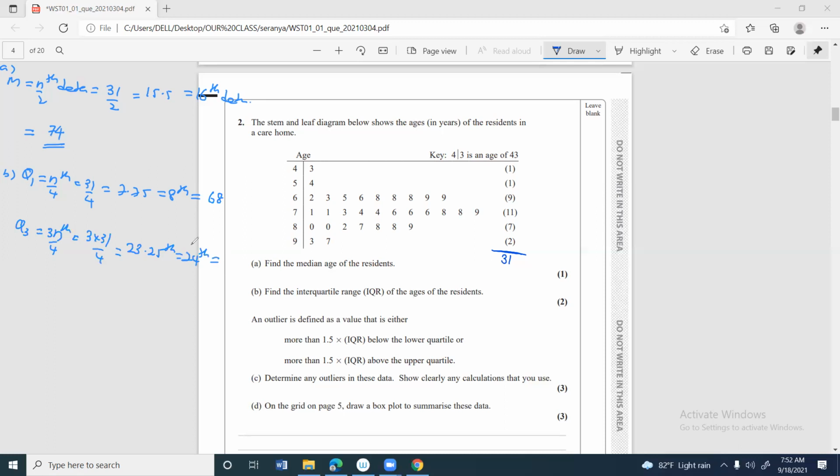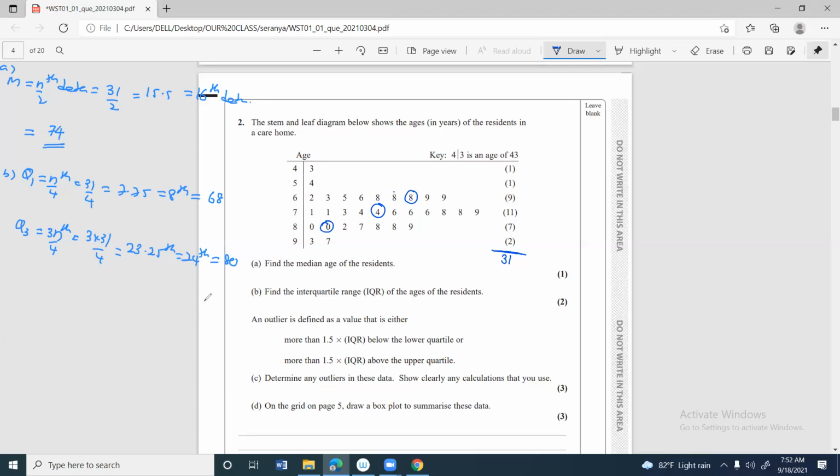Now check what the 24th data is. The 24th data would be 1, 11, 22, 23, 24, which is 80. So if you come up with this, the first quartile is 68, the median is 74, and this one is 80. So we can have a little bit of an idea on this, right?